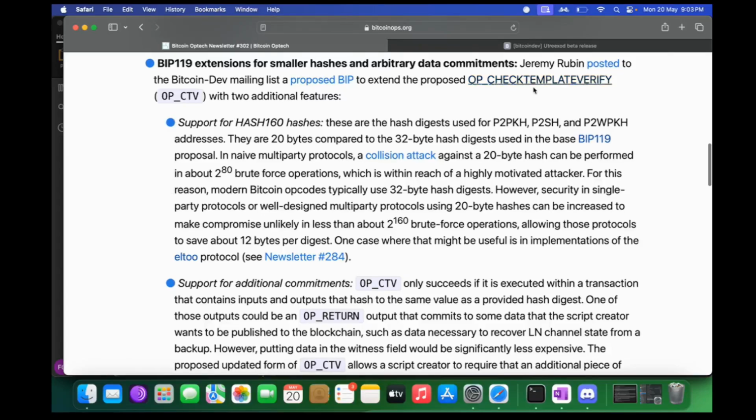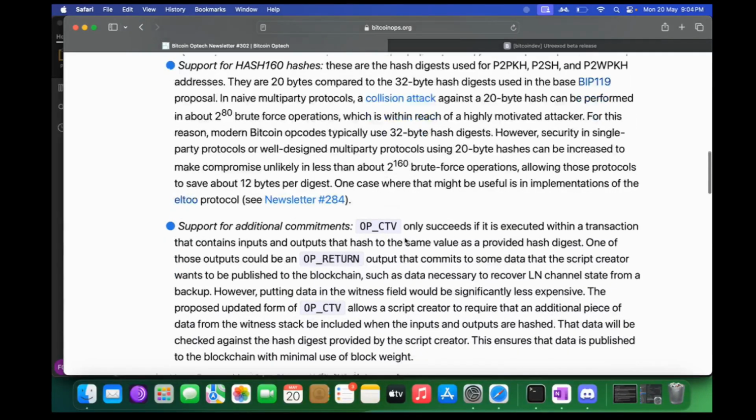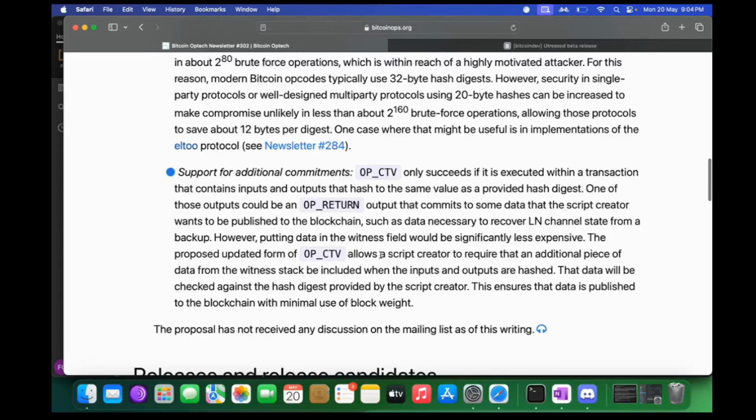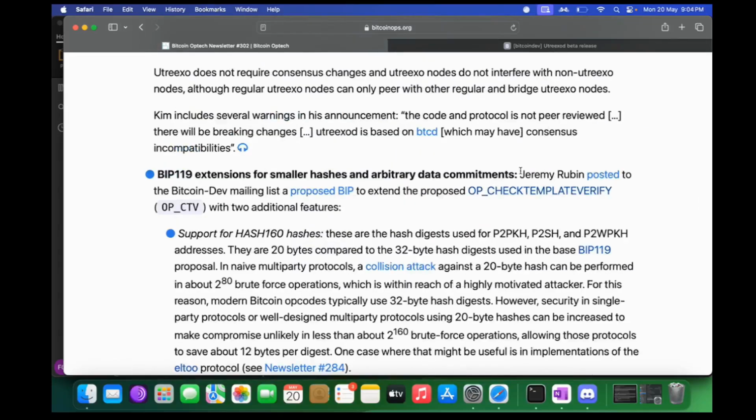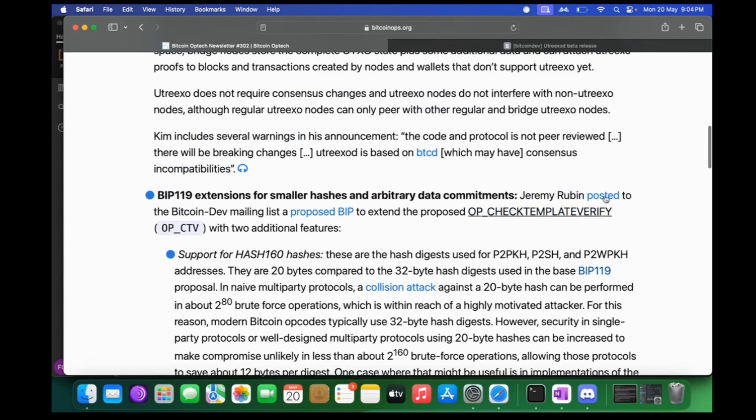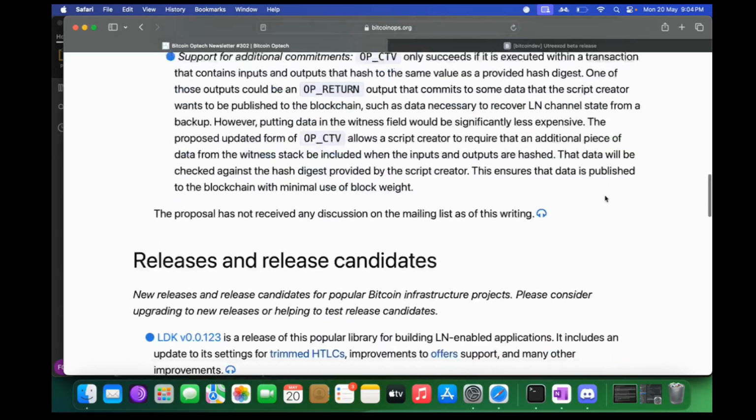So these are two proposals: reduce the hash digest from 32 bytes to 20 bytes while maintaining security, and allow verification of arbitrary data other than OP_RETURN, that is, data that is in the witness script. These are two new proposals suggested by Jeremy Rubin in the context of Optech's CheckTemplateVerify coverage. These are the two news articles that we had. Any questions? Please let me know, or any comments.